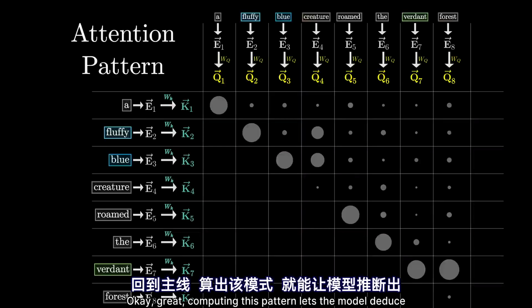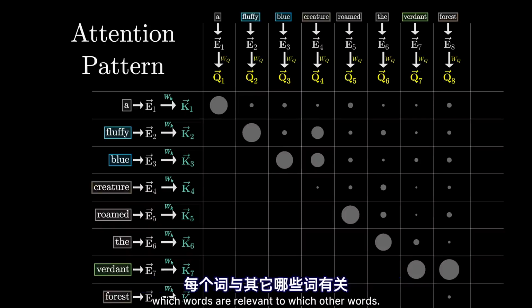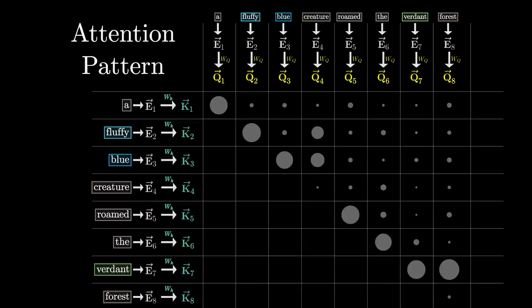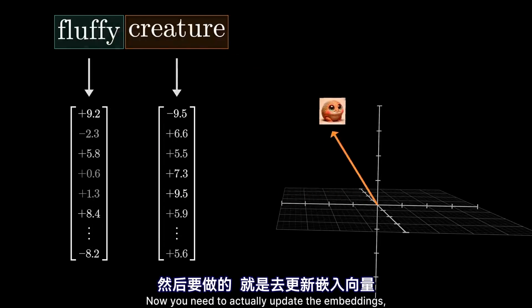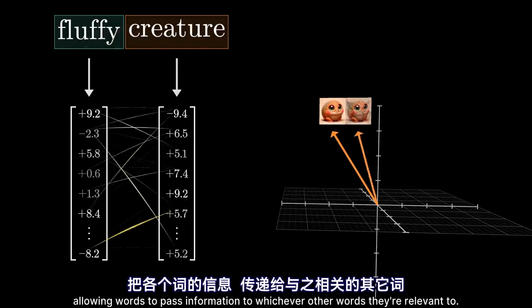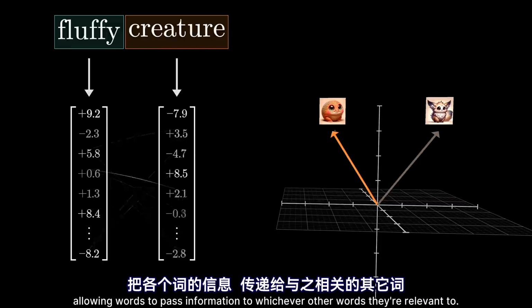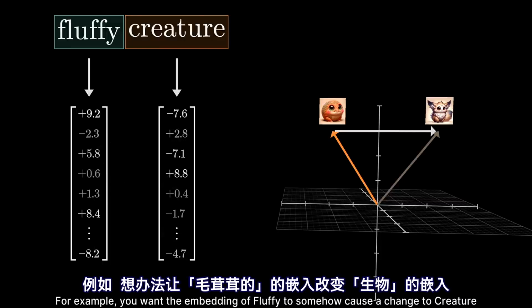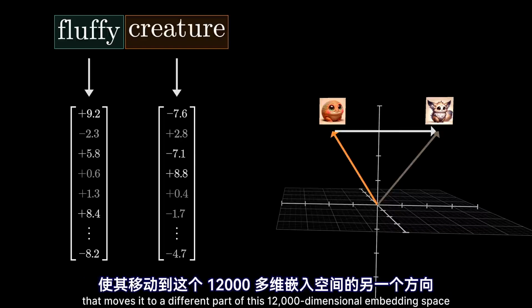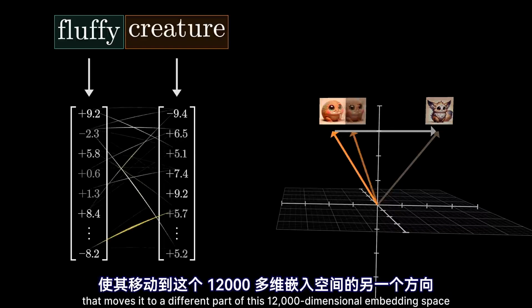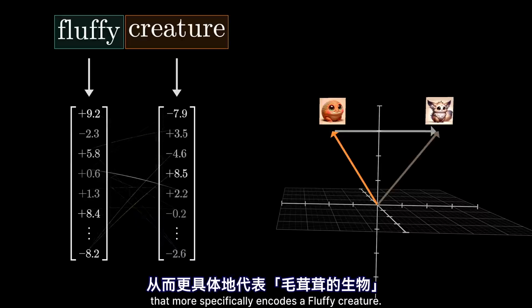Okay, great. Computing this pattern lets the model deduce which words are relevant to which other words. Now you need to actually update the embeddings, allowing words to pass information to whichever other words they're relevant to. For example, you want the embedding of fluffy to somehow cause a change to creature that moves it to a different part of this 12,000 dimensional embedding space that more specifically encodes a fluffy creature.